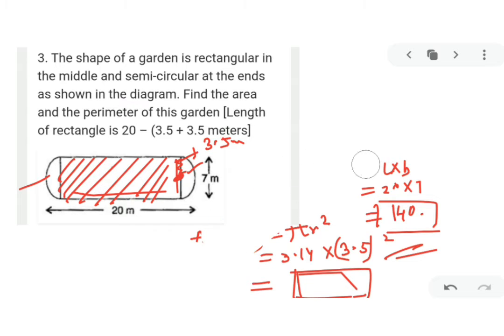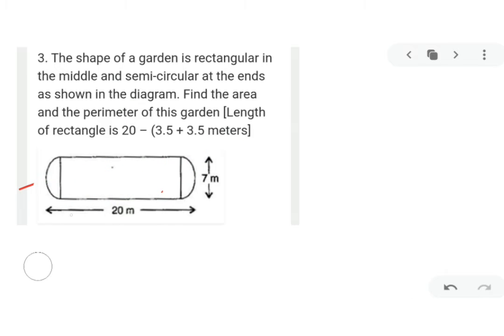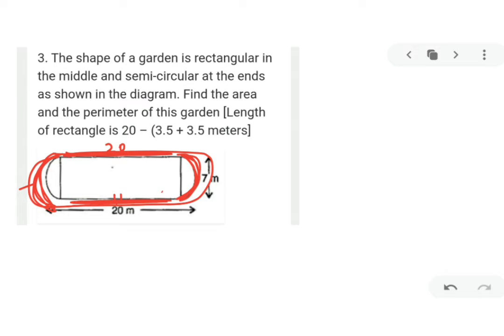Now you have to find the perimeter also. For finding the perimeter, perimeter is the outer portion only. Yes, my dear kids. Now in this perimeter, how will you take it? You will take this 20, because the opposite sides of a rectangle are the same. So you're going to take this 20. Here you will come, you will take the circumference of this part. Here you will come, again you will add 20, and here you will take the circumference of this part.